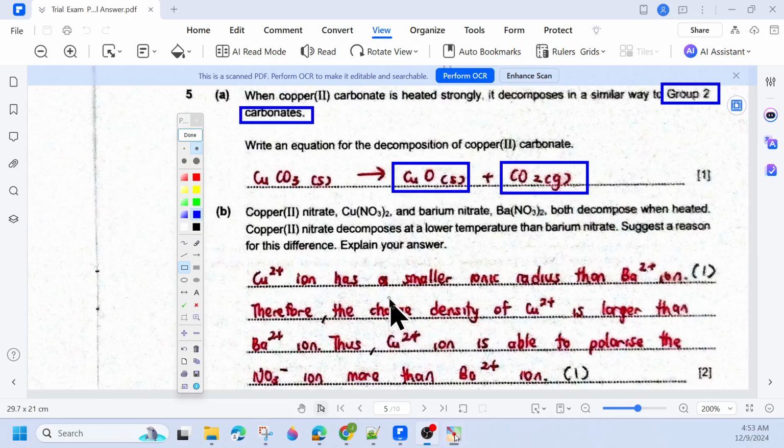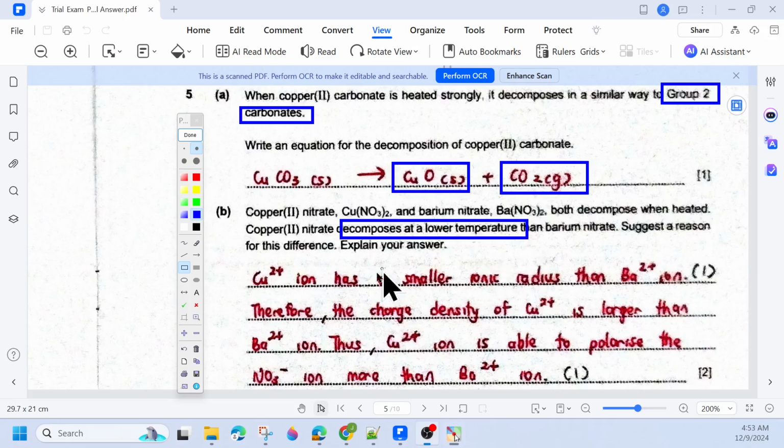Now for the second question, they talk about the keyword. I want you guys to observe right here for B. They say decompose when heated. Copper 2 nitrate decomposes at a lower temperature. So this is talking about the decomposition of nitrates and carbonates. But instead of going down the group, it's asking you to compare between a transition element nitrate and a group 2 nitrate. Although it's a little bit different from what you studied, the same idea remains.